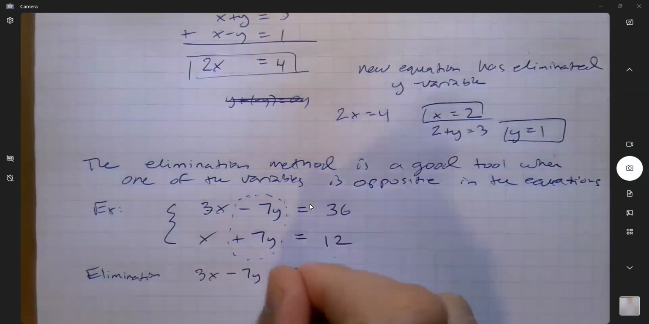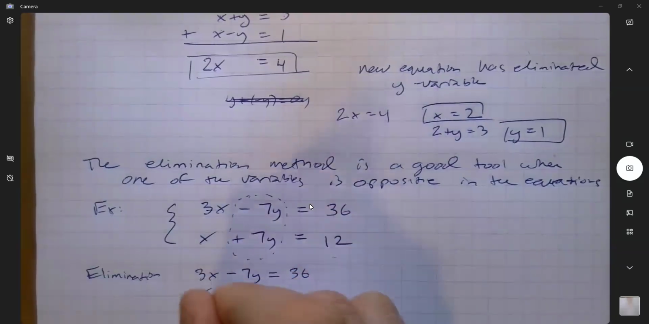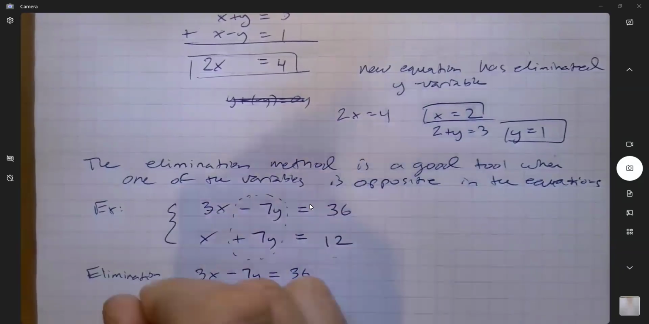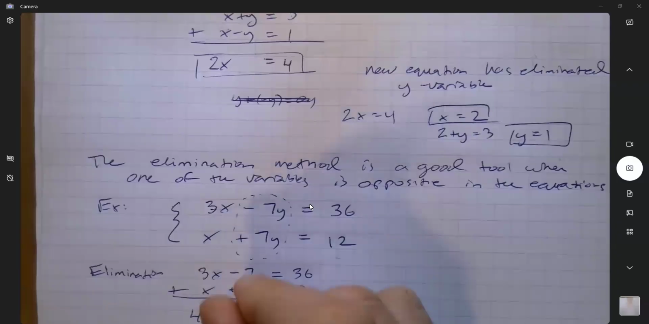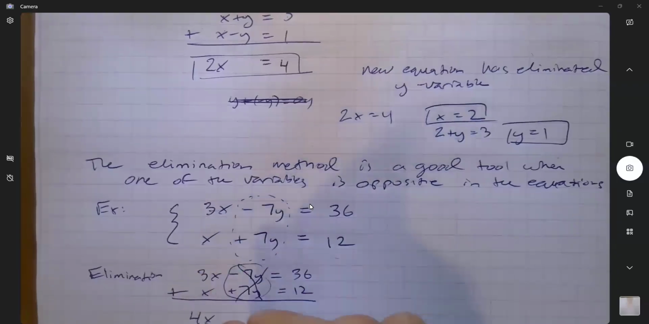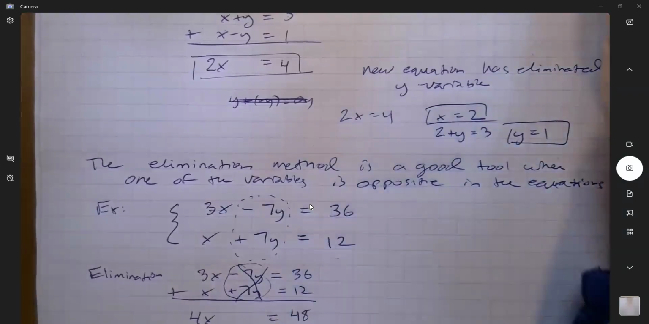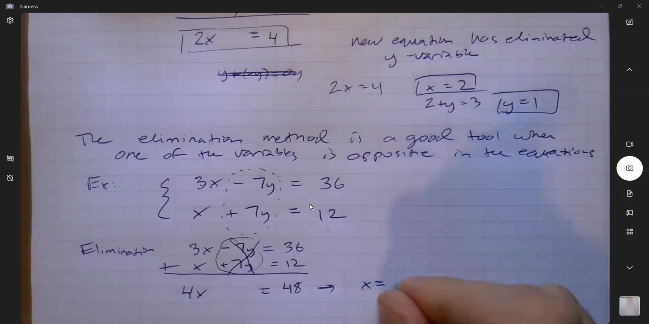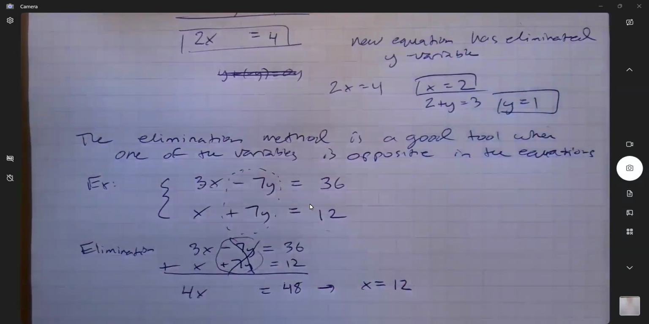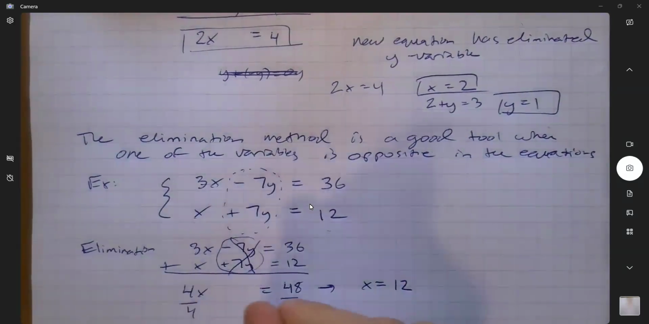3x minus 7y equals 36. x plus 7y equals 12. And I just add vertically, so I get 4x. Those two terms cancel completely, and 36 plus 12 is 48. These are nice, simple equations to solve. x must equal 12 because I divide both sides by 4.